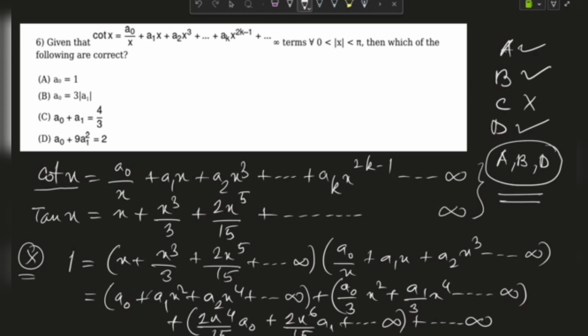I hope you guys understood. Now we will proceed to the next question. So here's our next question. Basically this is a comprehension type question.